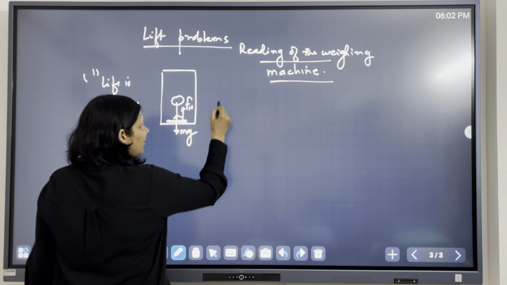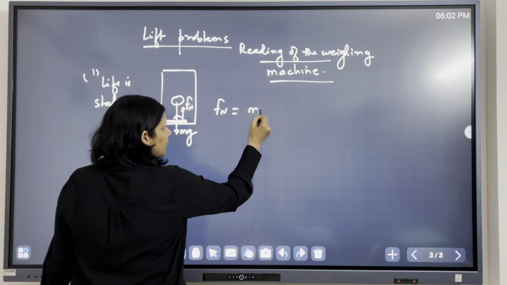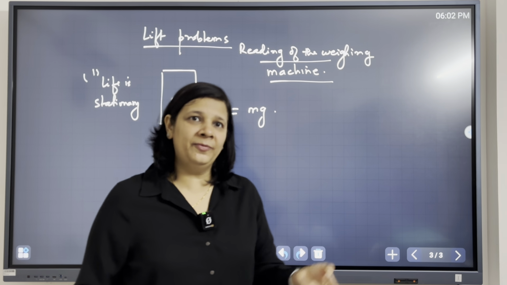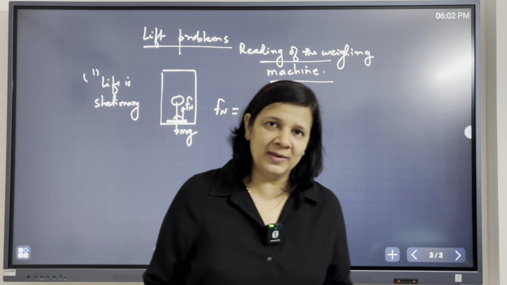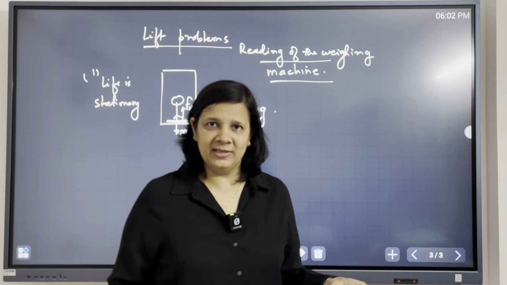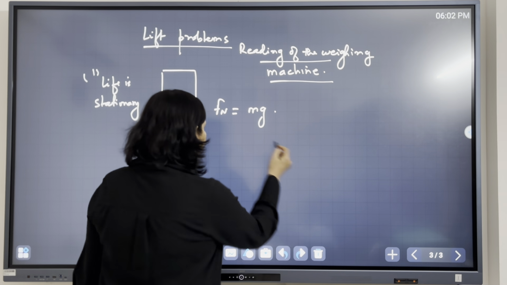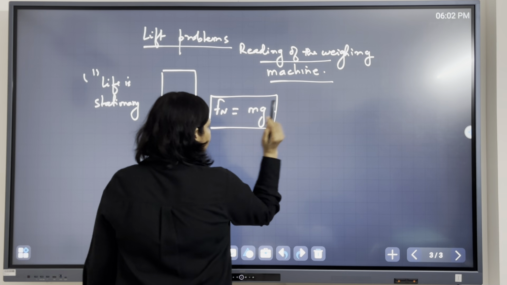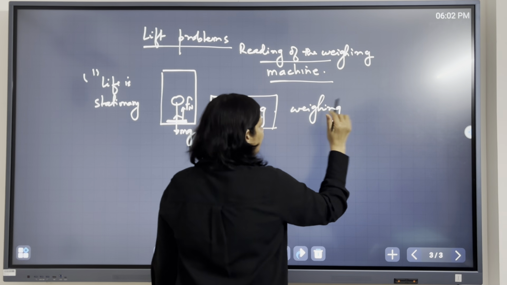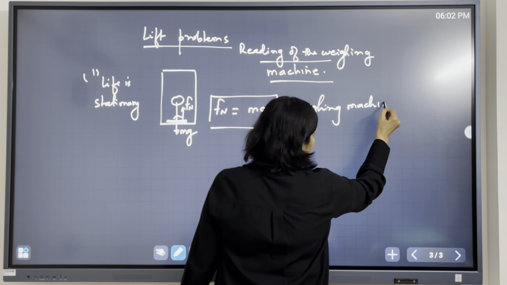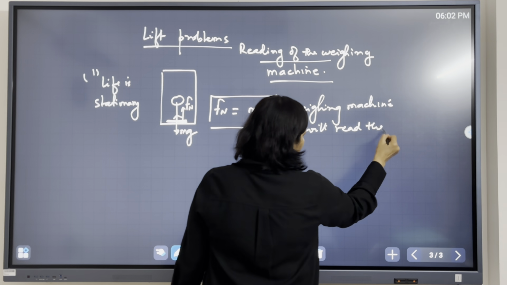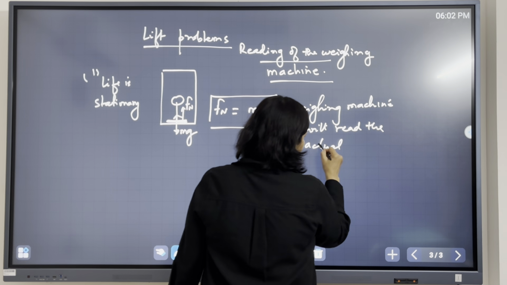So here this Fn is equal to mg. The weighing machine will read the exact weight of the person. For example, if the person is 60 kg, the weighing machine will also read 60 kg. Okay, this is the actual weight. Weighing machine will read the actual weight if the lift is stationary.